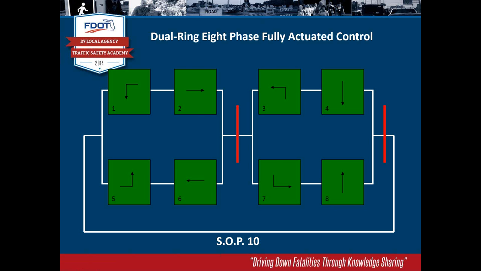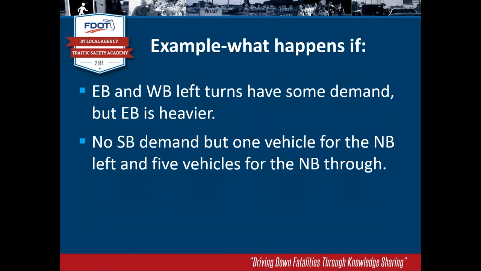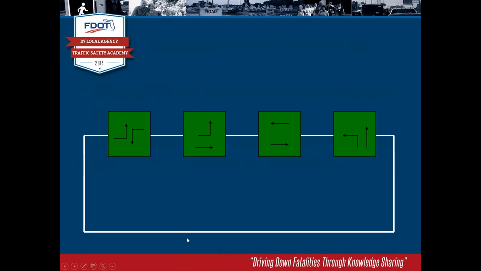So let me run through an example of this. Let's say we have eastbound and westbound left turns that have some demand, but the eastbound is heavier, and we have absolutely no southbound demand at all, but 1 vehicle for the northbound left and 5 vehicles for the northbound through. If that's the scenario at this particular intersection for this particular cycle, what is it going to look like out in the field? What's it going to look like to people sitting there as a driver at the intersection?